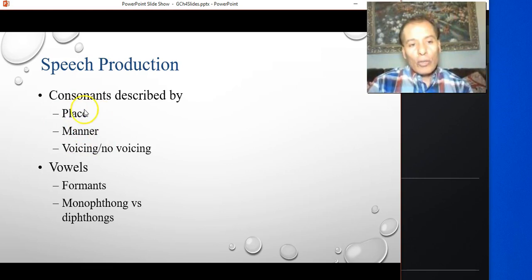So use these criteria to describe any consonant at all. For example, it's a voiceless, labiodental, fricative. So these are just ways to describe a consonant. Every consonant is going to have a unique description.